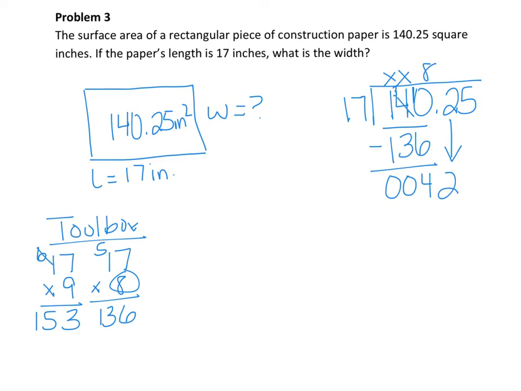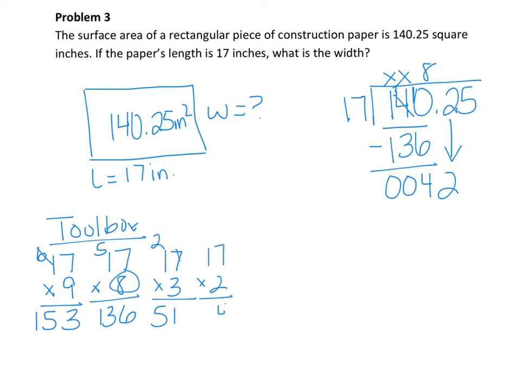So, let's see. 15 times 3 is 45. So let's try 17 times 3. 3 times 7 is 21. 3 times 1 is 3 plus 2 is 5, so too high. So let's try 17 times 2.